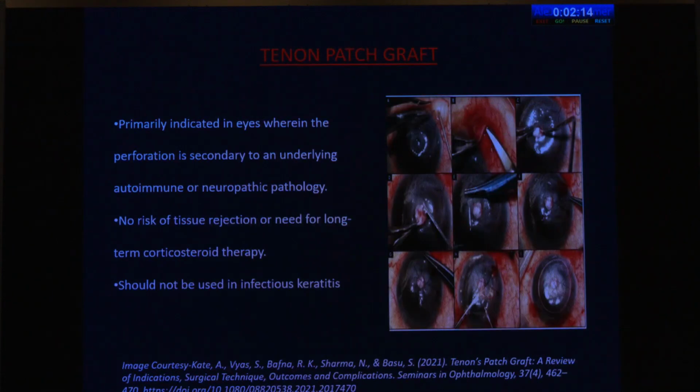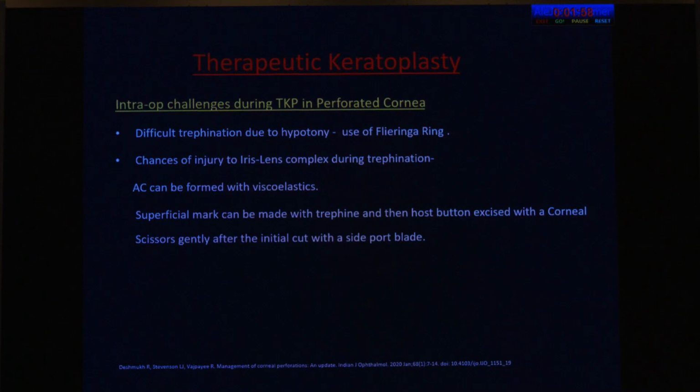Similarly, Tenon patch graft is also very useful in the cases where scarcity of the corneal tissue is a problem. It is also indicated in the perforations which are secondary to an underlying autoimmune etiology and not infections. As it is an autologous tissue, there is no risk of tissue rejection or need for long-term corticosteroid therapy.